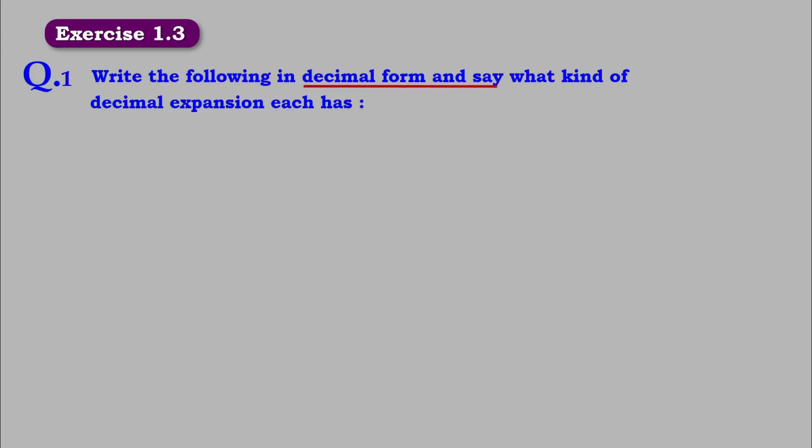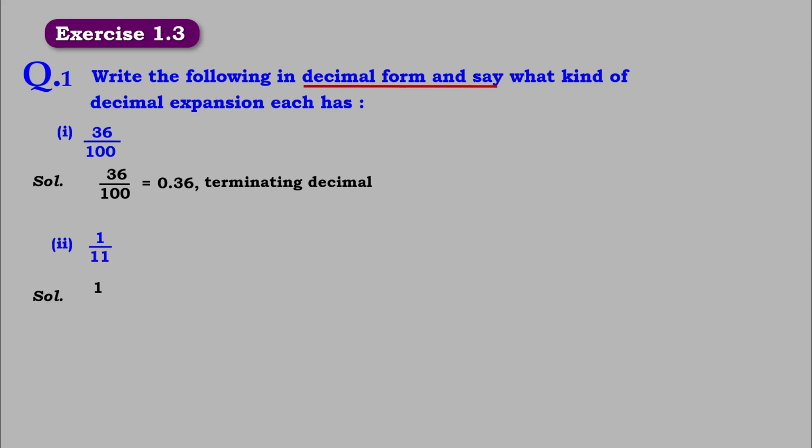Now another problem. Write the following in decimal form and say what kind of decimal expansion each has. 36 by 100, which can be represented in decimal form as 0.36, which is a terminating decimal.